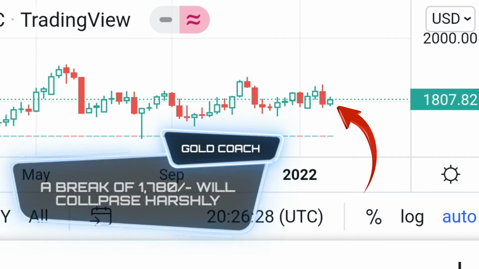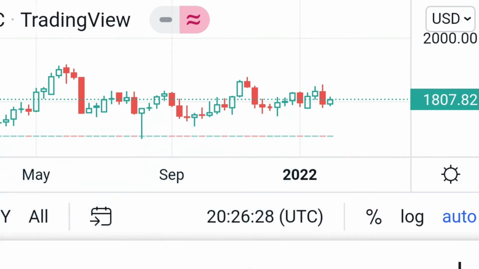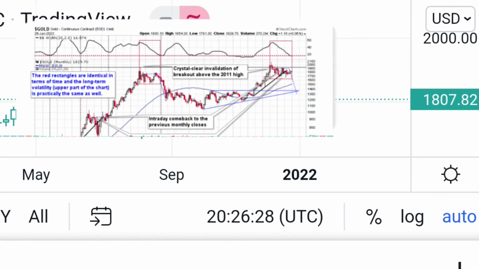For the gold chart, gold is in a consolidation between 1780 and 1850. If you look at the big picture, it's actually between 1700 and 1850. But now we have some sort of support at 1780. We have an inside candle on the daily chart, an inside candle on the weekly chart, and an inside candle on the monthly chart. And I don't know what this market is doing at the moment. It seems like it's just wasting time.